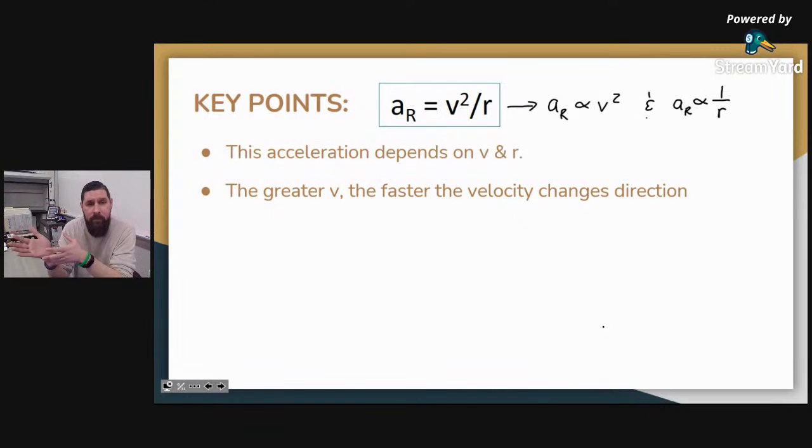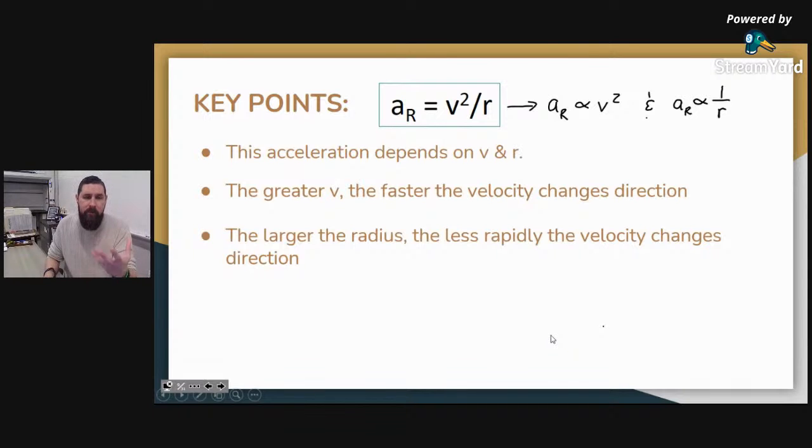Conversely, if I look at the second proportion, radial acceleration proportional to 1 over radius. If I double the radius, then I'm going to halve that acceleration. If I halve the radius, I'm going to end up doing the opposite to that acceleration. So we've got those relationships between velocity, radius, and acceleration. Again, that last point: the larger the radius, the less rapidly the velocity changes direction, because it's an inverse relationship.